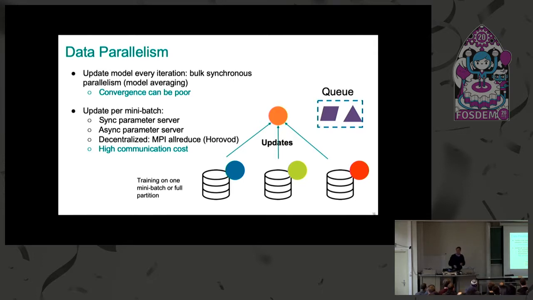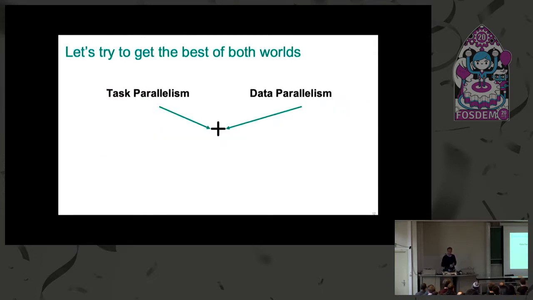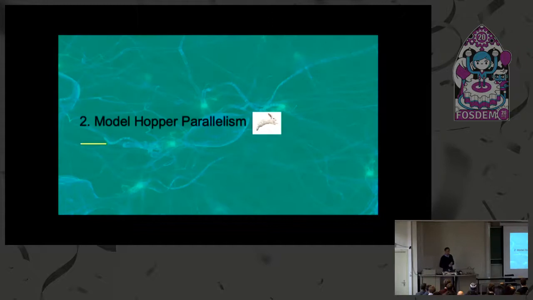So what could we do to get the best of both worlds? What could we do to get goodness from task parallelism, goodness from data parallelism? And the approach we've taken is something called model hopper parallelism. Model hopper parallelism is based on work which was done at San Diego, which we've implemented in this distributed database. So what is model hopper parallelism?